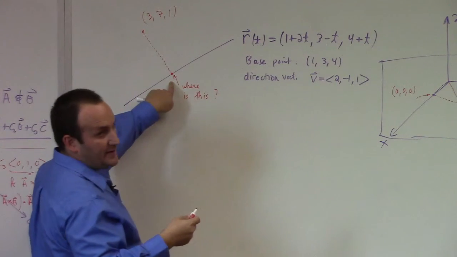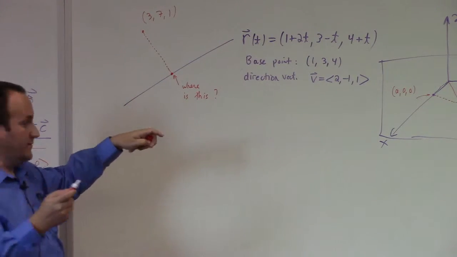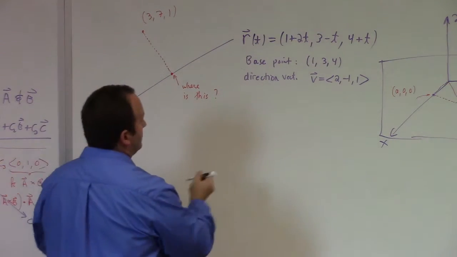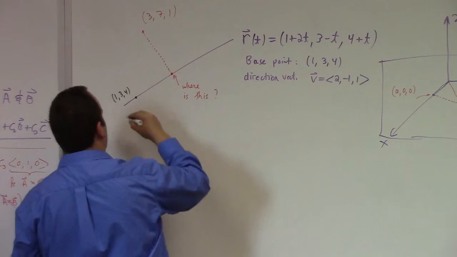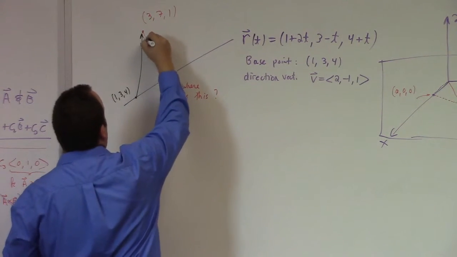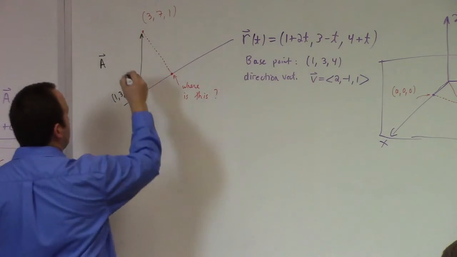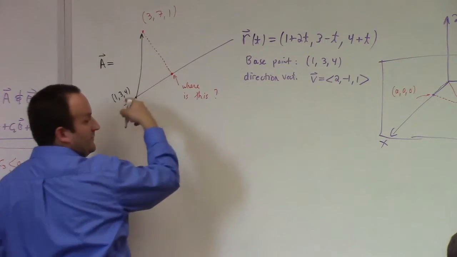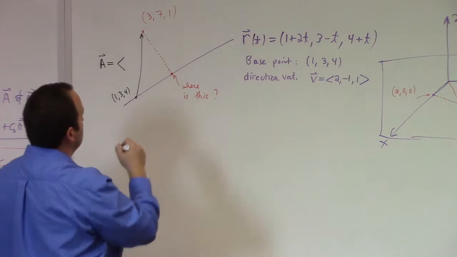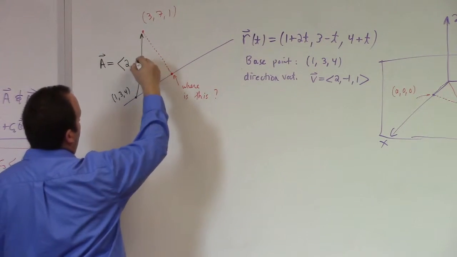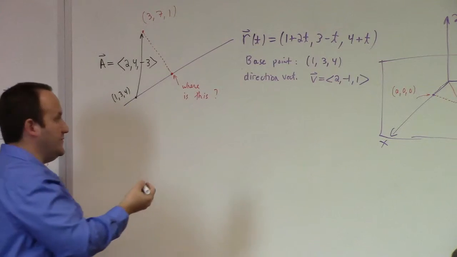So where is this? How do you guys find that? So here's what I do. I just find another point on the line. Oh, how about the base point, right? We have that one. Where was it? 1, 3, 4. And so I can find this vector. Let me call it A because I have not so much imagination. What is that? That should be, take the difference of 3, 7, 1 with 1, 3, 4. What's that give us? 2, 4, -3.